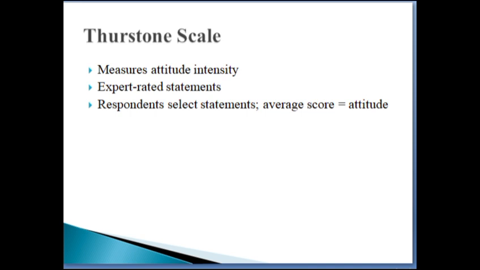Thurstone scale. This scale measures attitude intensity using a set of statements rated by experts. Each statement has a pre-assigned score. Respondents select the statements they agree with, and the average score represents the respondent's attitude. For example, if a person agrees with a statement scored 8, their attitude intensity is equal to 8. This scale is precise but requires time and expert judgment to construct.